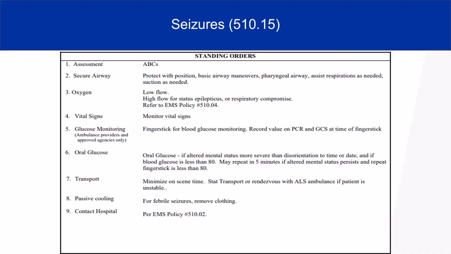Now let's do a review of the BLS seizure protocol. We start with assessment and securing the airway, oxygen decisions including high flow for status epilepticus, obtain vital signs including a glucose monitoring, oral glucose if altered mental status more severe than disorientation to time or date, and if blood glucose is less than 80. You may repeat in 5 minutes if altered mental status persists, and repeat if the fingerstick is less than 80.